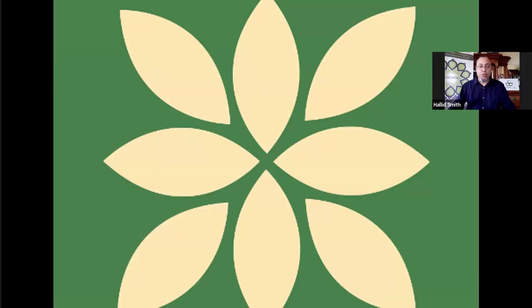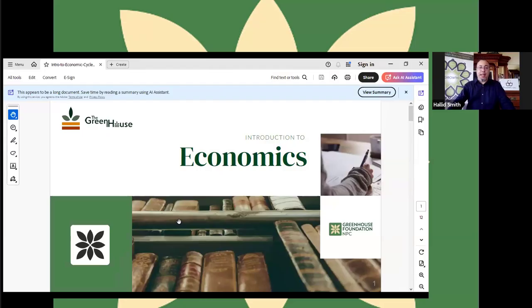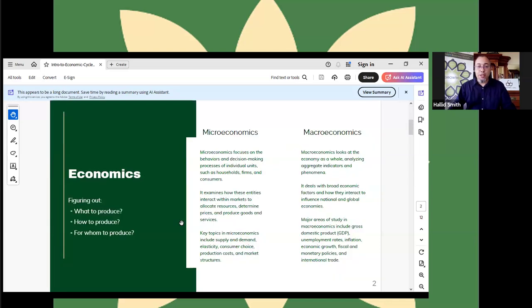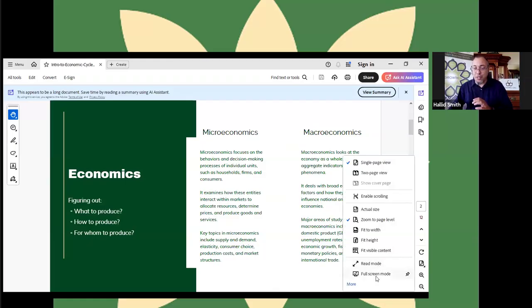There we go. So today's topic is economics, understanding economics, and we're going to try and simplify it enough for everyone so you can understand how this impacts your business, right? So firstly, there's two types of economics. It's the microeconomics, which is the little things, and then there's macro, which is the big things.